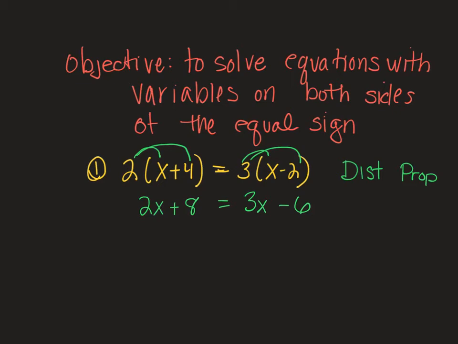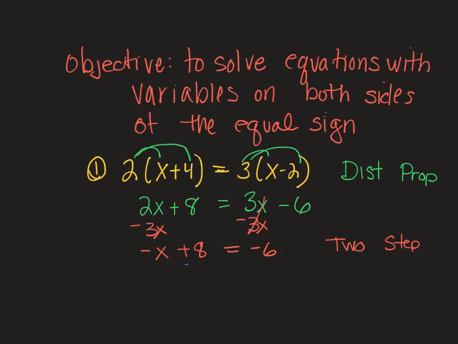I'm going to take and move my positive 3x by subtracting 3x from both sides. That's going to leave a result on the right side of a negative 6. Over here, 2 minus 3x is going to leave me with a negative x plus 8. And now what I've done, by moving my variables all to one side, is create a two-step equation. And now I'm going to work with those two steps.